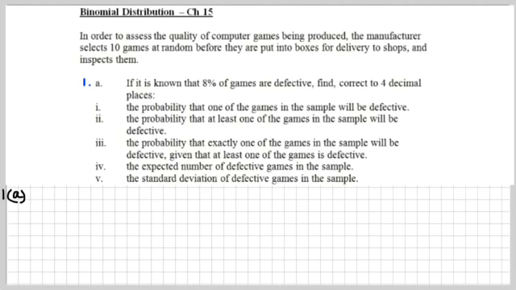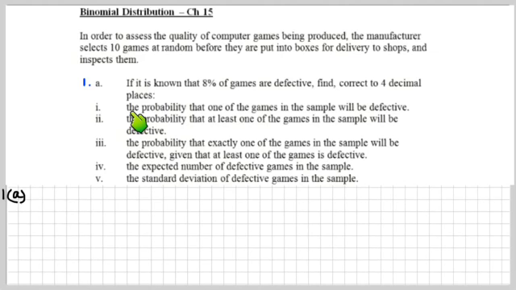In order to assess the quality of computer games being produced, the manufacturer selects 10 games at random before they are put into boxes for delivery to shops and inspects them, okay? Now, question 1. If it is known that 8% of games are defective, find correct to 4 decimal places all of these things. Alright, well, we'll just do them one by one.